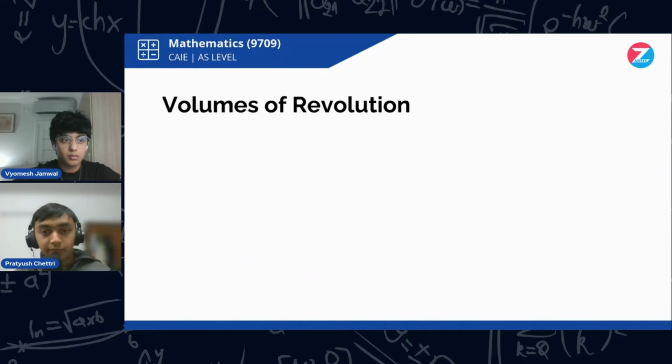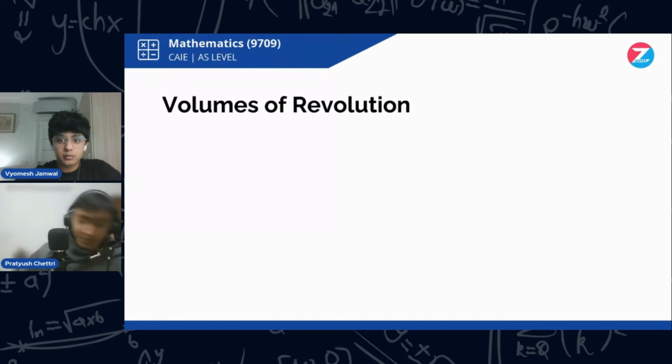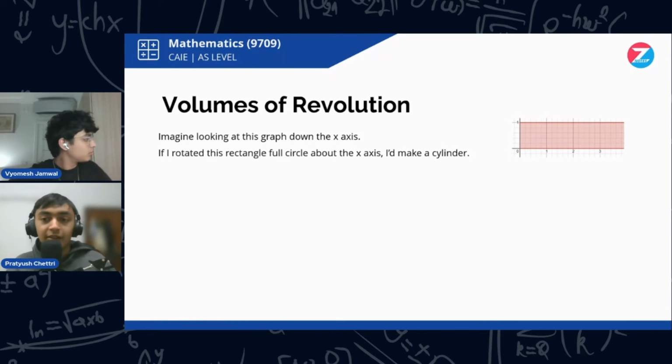Okay, that was improper integrals. One last thing. I know there's a lot of theory, but there will be questions. Volumes of revolution. Sounds fascinating, doesn't it? I have a nice way to explain this here.